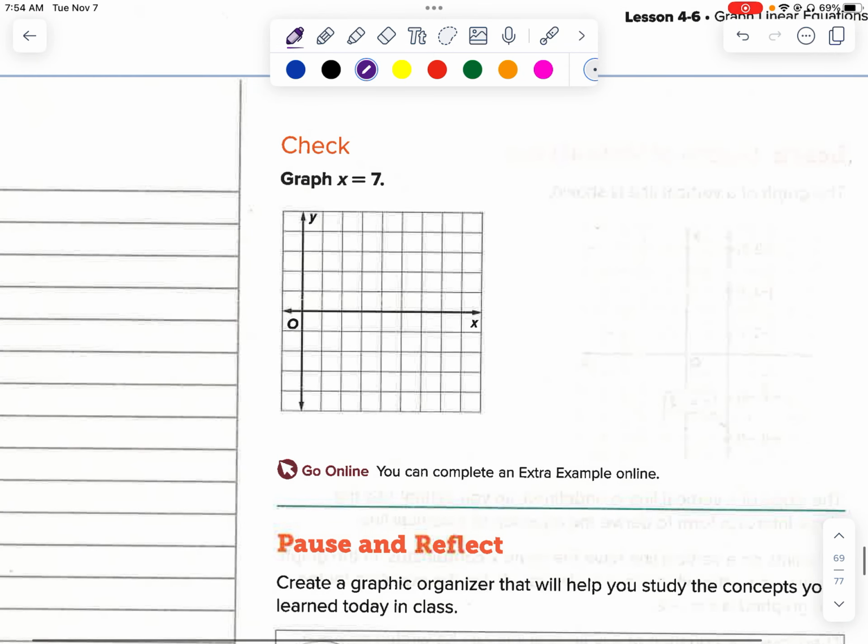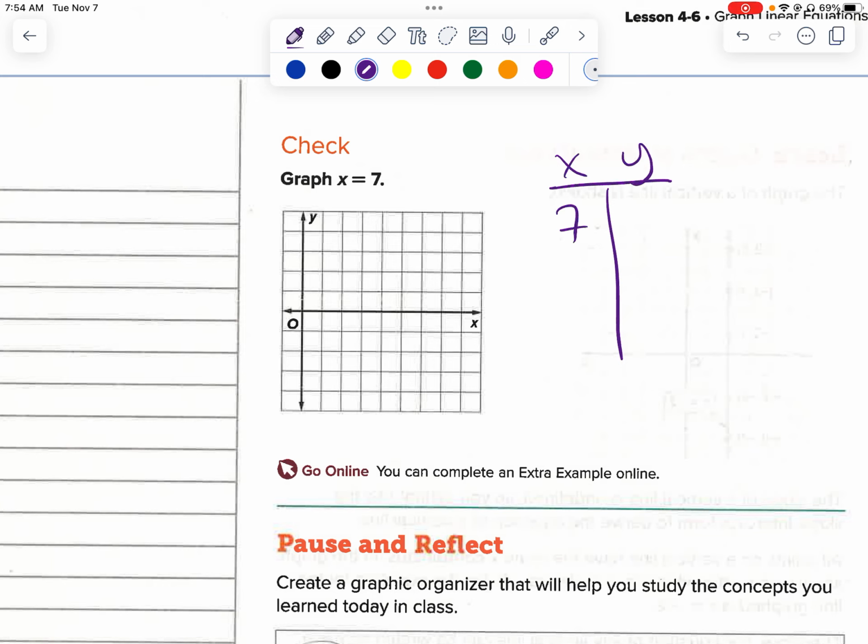Okay, on this one, x equal to 7. So again, I like to make t-charts. So 7, 7, 7, -1, 0, 1. So I go over to 7, 1, 2, 3, 4, 5, 6, 7. And I plot my points. And again, I get a vertical line.